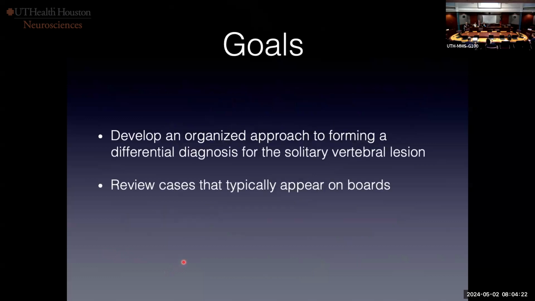My goals today are for you to have an organized approach to forming a differential diagnosis for vertebral lesions, knowing which ones are concerning, which ones are not. And then also we're going to review hopefully a bunch of cases that will typically appear on your boards.